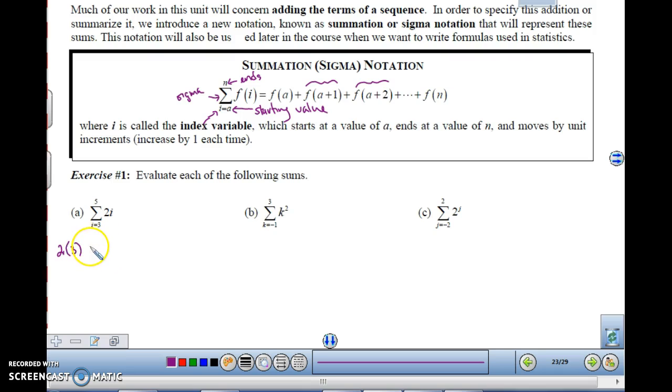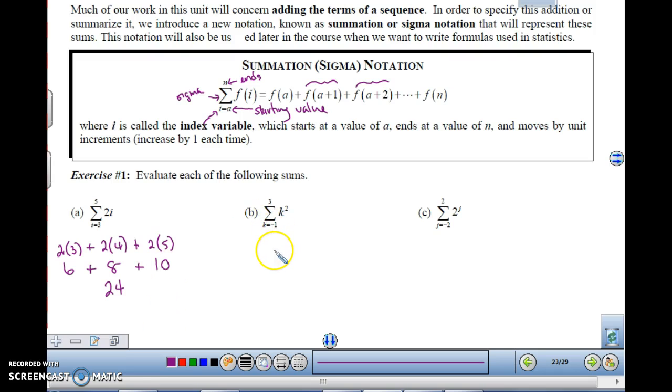All right, and then you're going to add, what would be the next term after 3? It would be 4, so that would be 2 times 4. And then your last term would be 2 times 5. So you are doing the summation of 2i going from 3 to 5. Okay, so 2 times 3 is 6, 2 times 4 is 8, 2 times 5 is 10. 6 plus 8 plus 10 is 24. So this is just basically saying sum up 2i starting at 3 and ending at 5. That's pretty much what it all says.